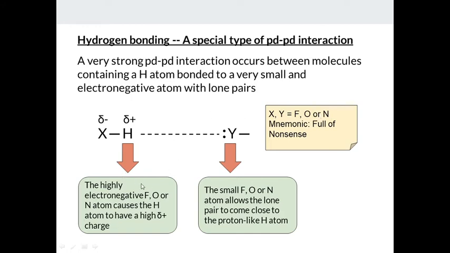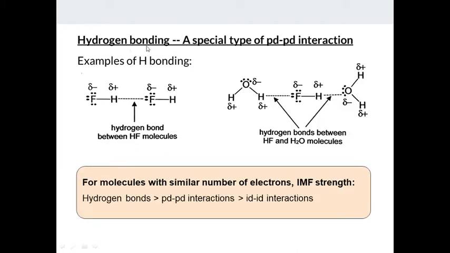So the highly electronegative F, O or N atom causes the hydrogen atom bonded to it to have a high partial positive charge, allowing it to interact strongly with a lone pair on another F, O or N atom. So hydrogen bonding can occur between two molecules from the same compound, or between two molecules of different compounds, for example HF and H2O.